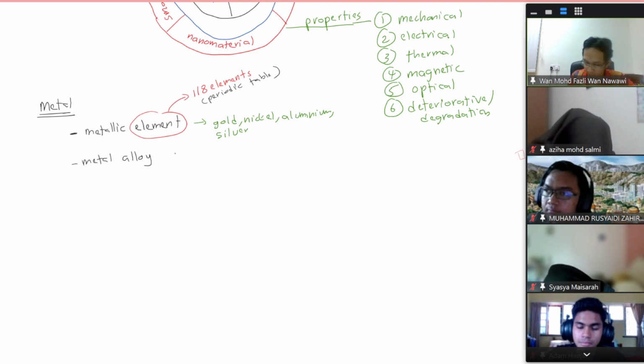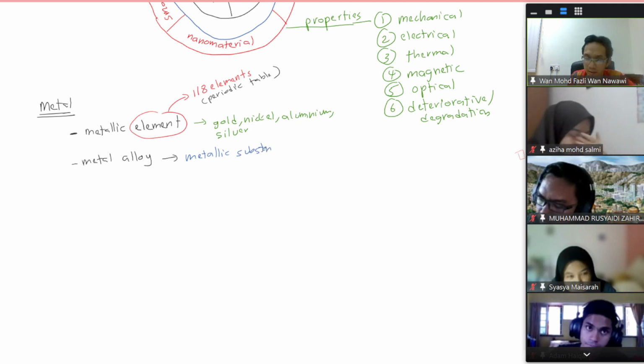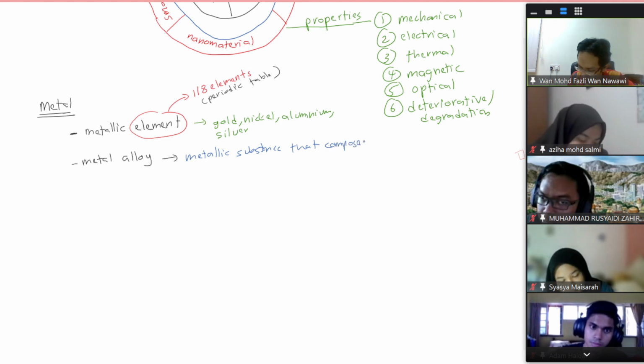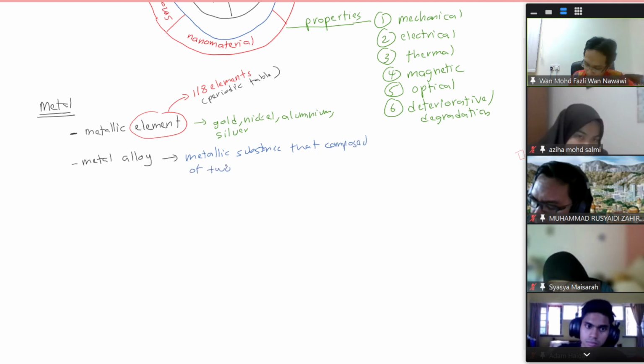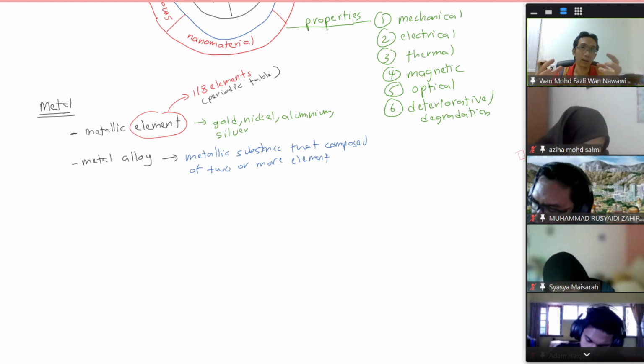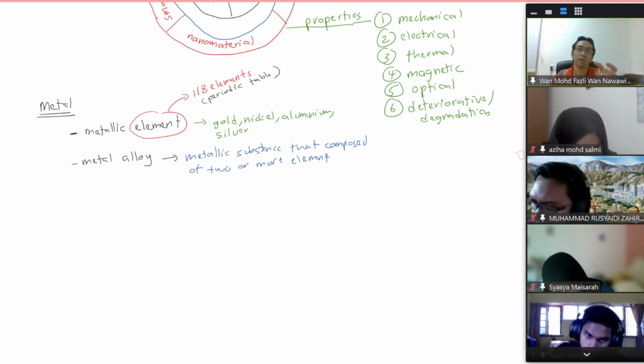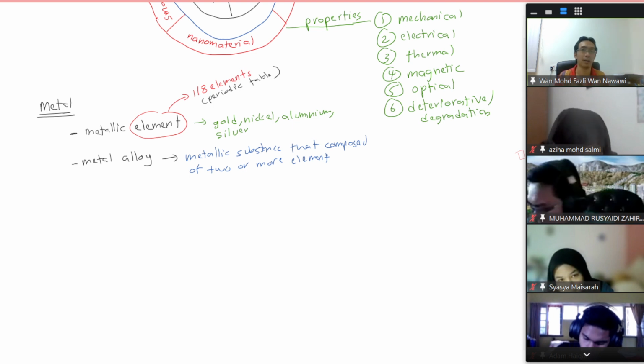A metal alloy is basically a metallic substance composed of two or more elements, meaning that they are metal, but with other combinations. Maybe a metal and another metal, and it can also be metal and non-metal. That we can also call an alloy. Some people call it a composite.